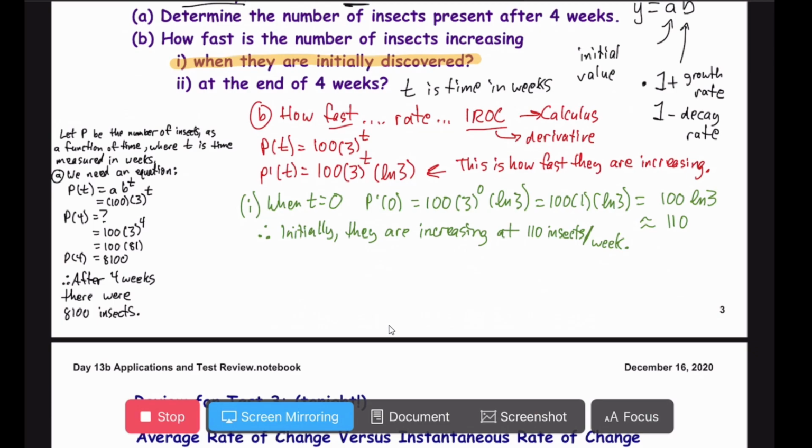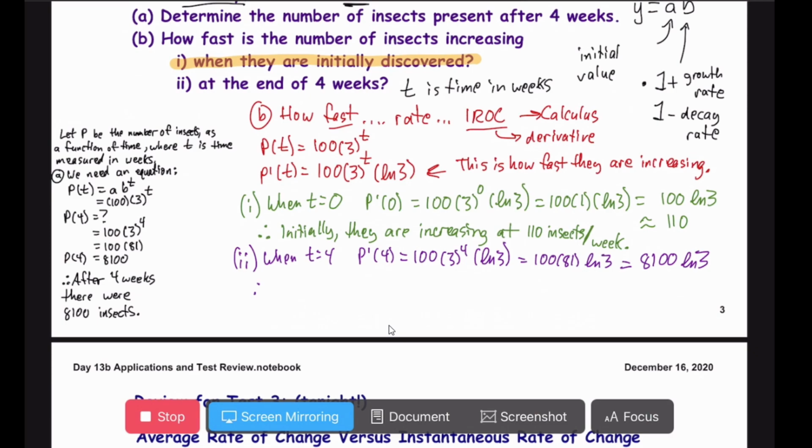Our second question, I'll switch my color again here, asked for at the end of 4 weeks. So t is going to be equal to 4. And then we're going to repeat this. So p prime of 4 is 100 times 3 to the power of 4 times ln 3. So we're going to have 100 times 81 times ln 3. So my exact value is going to be 8100 times ln 3. And that's good for a calculated answer, but in terms of understanding what's happening here and stating our conclusion, we're going to round. So if I evaluate that on my calculator, 8100 times ln 3 is going to give me a value of 8898.7. So we'll round up to 8899 insects per week.